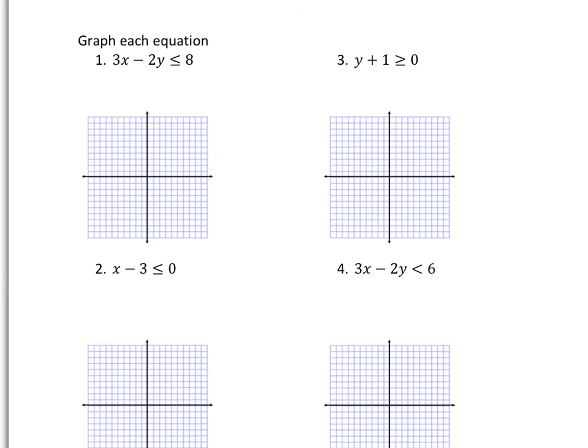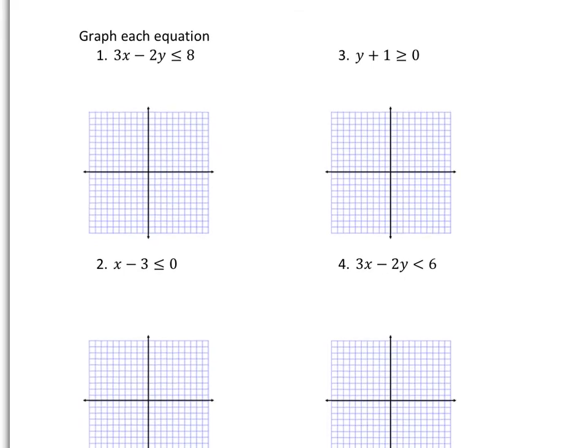So, hop into these little guys. Alright, to graph these, I suggest you probably go into slope-intercept form. It's probably the easiest. Okay, so we will subtract 3x, divide by negative 2. Remember, since we're dividing by negative 2, we've got to flip that sign. Greater than or equal to 3 over 2x minus 4. Okay, so that's the equation that we're going to be graphing, or the inequality we're going to be graphing.